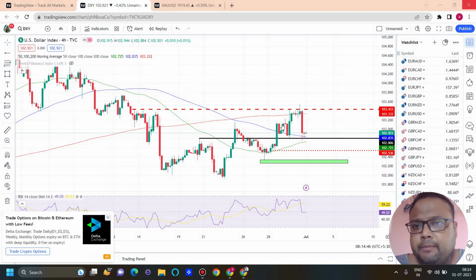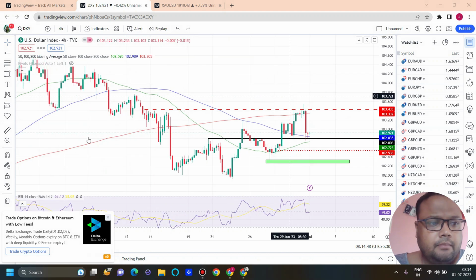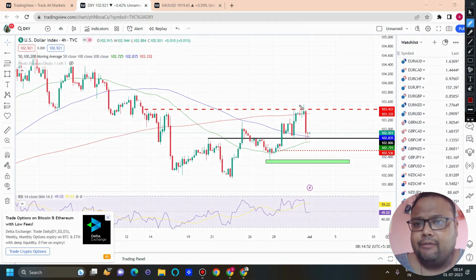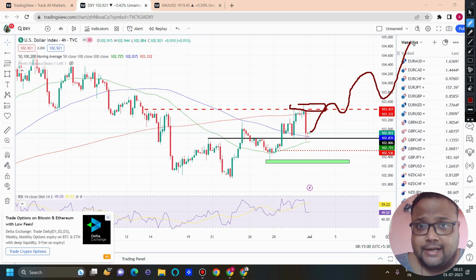So the market opening will be important, because if DXY wants to continue the upside, then obviously it will have to cross this level here. Then only we can expect a trend reversal on DXY or US dollar index.